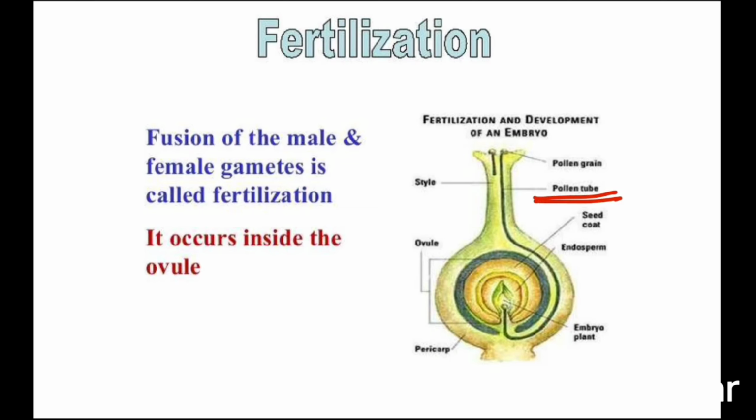अब pollen tube के अंदर you can see that the male gamete will come in through the pollen tube and it will reach the ovary part, right. So inside the ovary you can see that the ovule will be there and ovule के अंदर male female gametes are there. Now the fusion of the male and female gamete will occur, which is called fertilization. So you have to understand how it is happening.